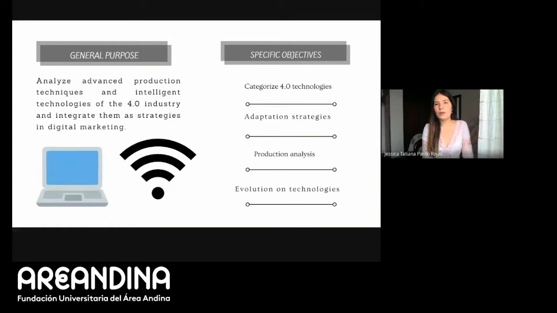The second, we are going to explain the specific objectives. We have four specific objectives. The first is to list the current technologies used by digital marketing companies. The second is to identify the evolution of companies 4.0 in digital marketing. The third is to categorize quality technologies 4.0, the most used in digital marketing companies. And finally, to adopt strategies for Industry 4.0 in business processes.